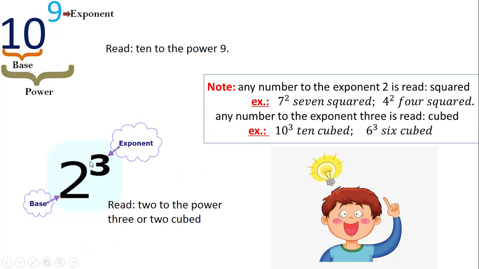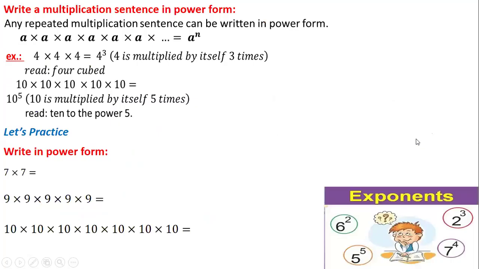Whenever the exponent is 3, we always read it as cubed. Whenever the exponent is 2, it's read squared. So 7 to the power 2, we read it 7 squared. 4 to the power 2, it's 4 squared. 10 to the power 3, it's read 10 cubed. 6 to the power 3, it's read 6 cubed.